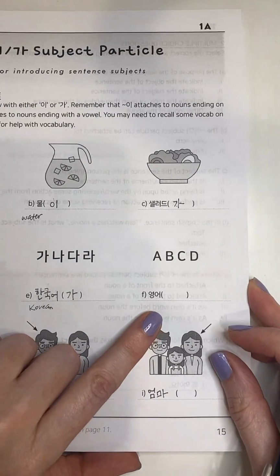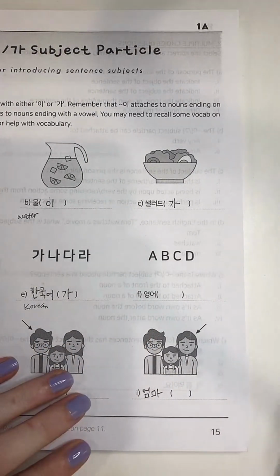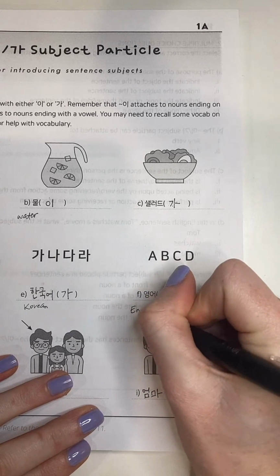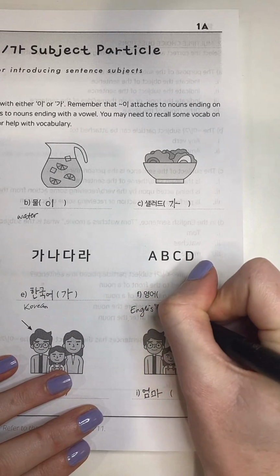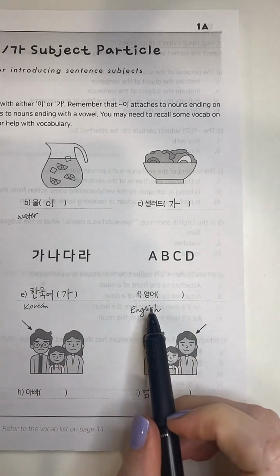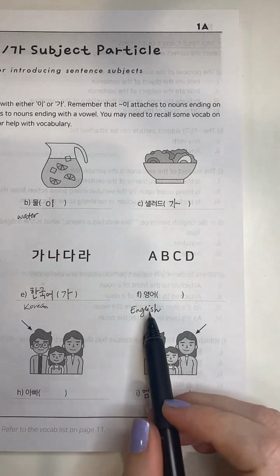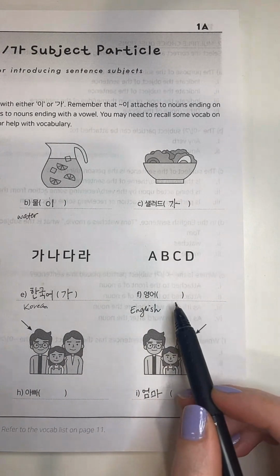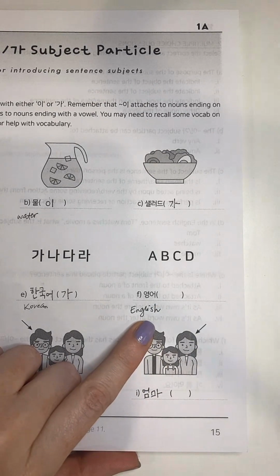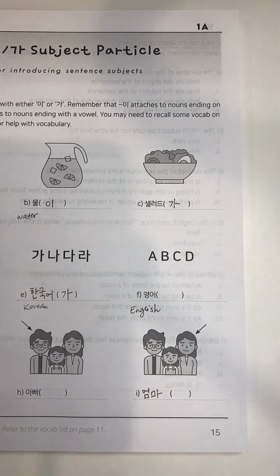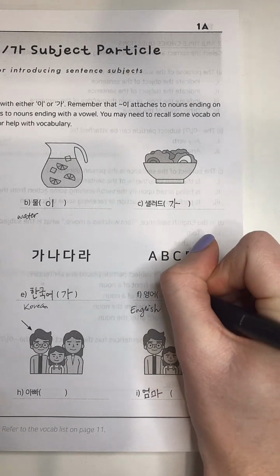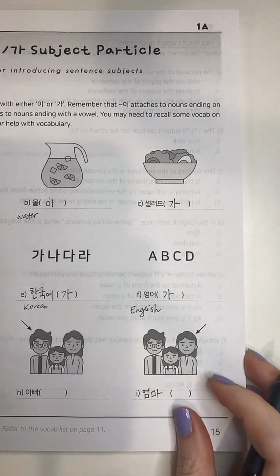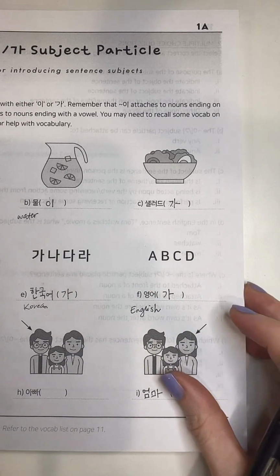Okay, next we have 영어. 영어 is the word for the English language. It's also used in 영국. 영국 is the word for England. And 영어 is the word for English language. And 영어 ends on a vowel, so it becomes 영어가. B, perfect, thank you. 영어가.